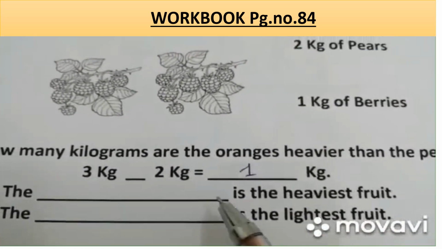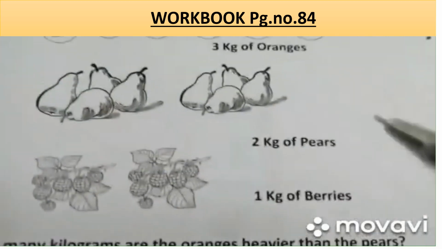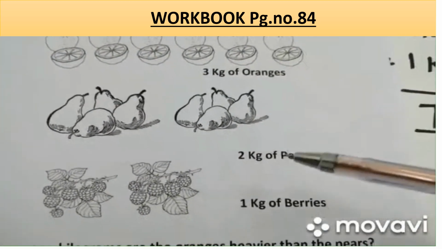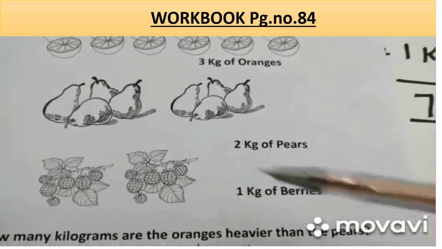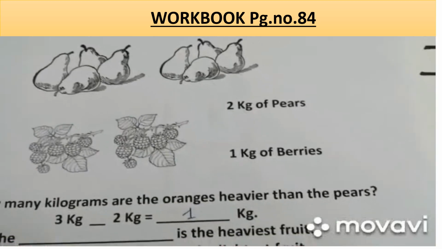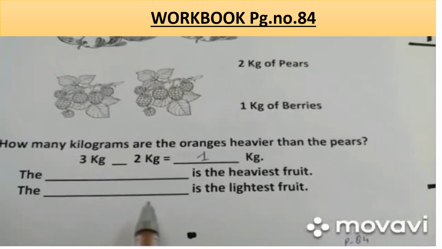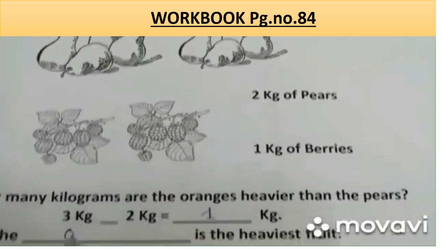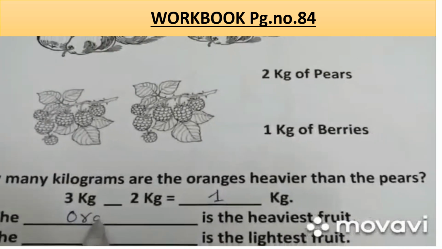Now next, the dash is the heaviest fruit. Which one is the heaviest out of 3? Can you tell me? 3 kg of oranges, 2 kg of pears or 1 kg of berries? Exactly. It is which one? Tell me. It's oranges. Now the second one is which is the lightest fruit? See? First of all, we will write here oranges.